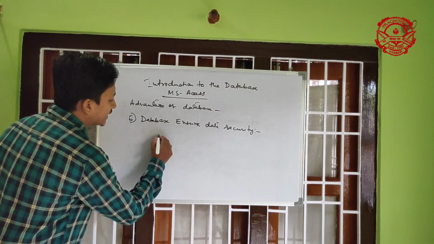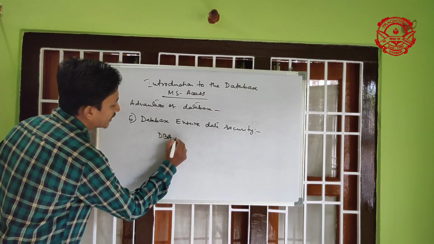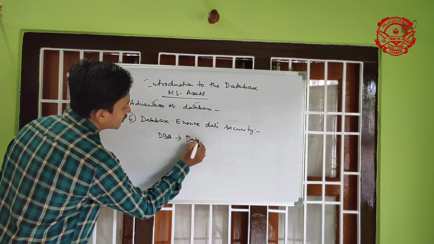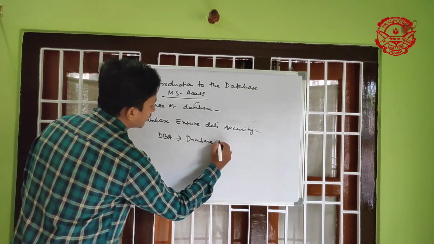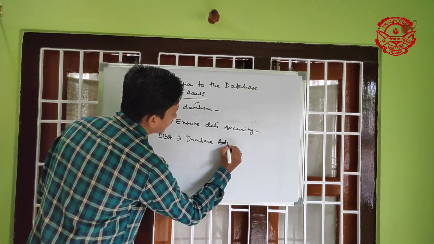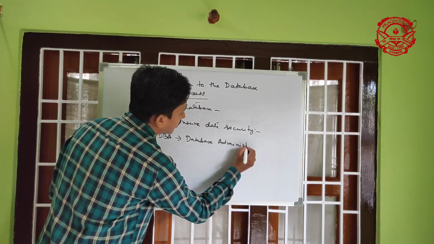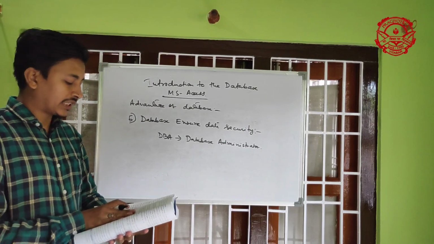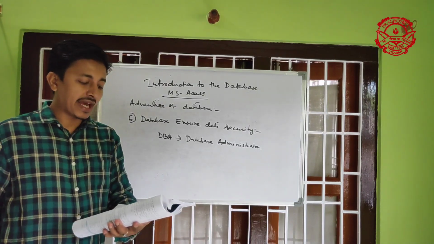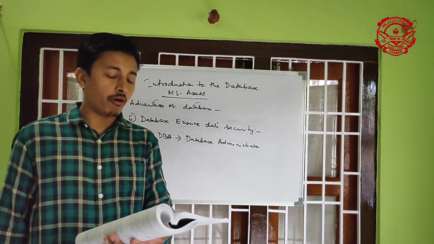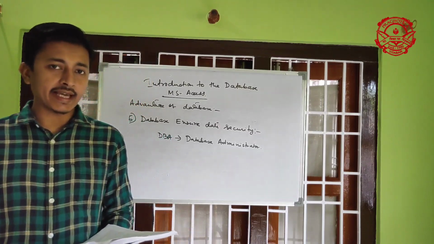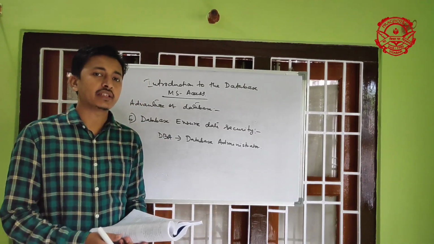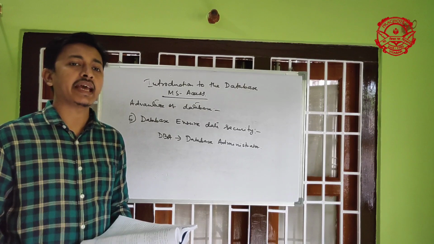Means there is a DBA. DBA means what? Database administrator. So database administrator means what? He has full control over the database. He can edit, he can add, he can delete, or he can update any information.